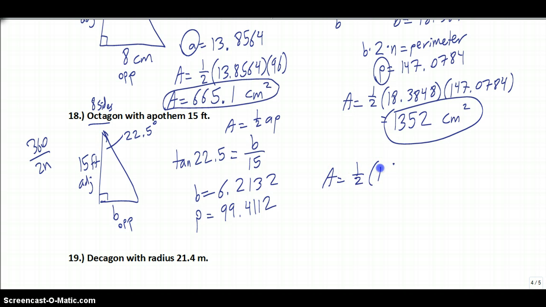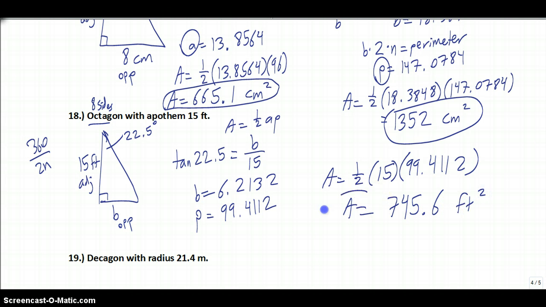1/2 the apothem, which was 15, times the perimeter, 99.4112. Multiply it out on your calculator. Let's see, 15 times 0.5 times 99.4112. I get an area of 745.6 square feet. Okay. Apothem, not so bad, right? Radius was the tricky one.